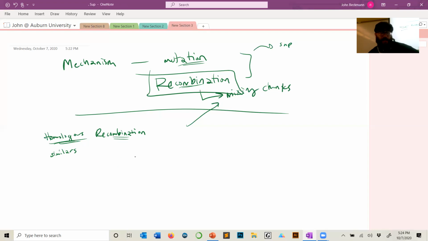What's the classical example of this? Like that everybody learns in biology 1. Yeah, what happens in meiosis? What's the famous term for it? What happens in meiosis? Crossover, right? So crossover happens in meiosis.